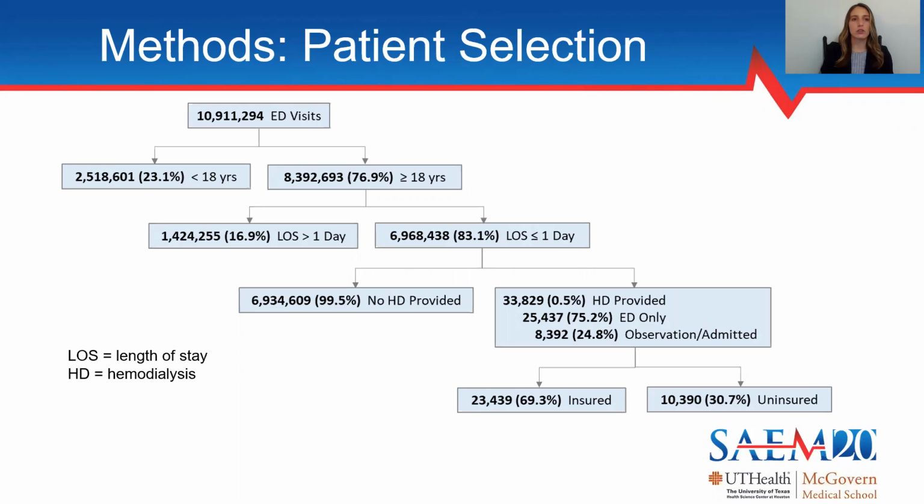This is a flowchart describing our analysis. We included all adult ED visits with a length of stay less than or equal to 1 day. We then identified hemodialysis treatment using CPT and ICD-10 procedure codes. Insurance status included insured and uninsured.